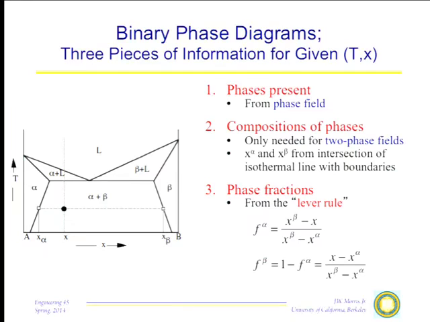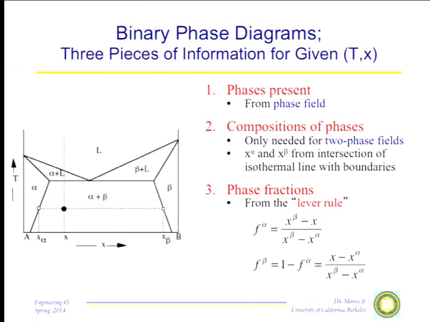How much of each do I have? Well, I can find out how much of each I can have by simply saying that the fractions of alpha and beta must be such that my overall composition is equal to X. I won't go through the math, it's in the notes, but what you can show very easily, in order for the overall composition to be X, for mass to be conserved, the fraction of the alpha phase must be X beta minus X divided by X beta minus X alpha.